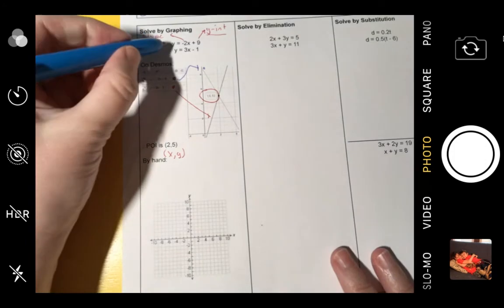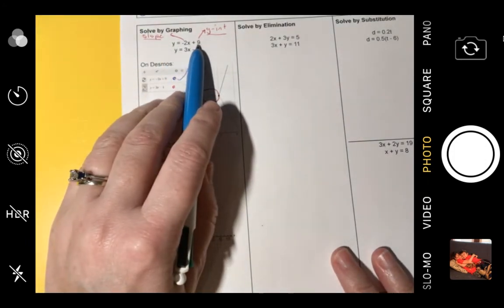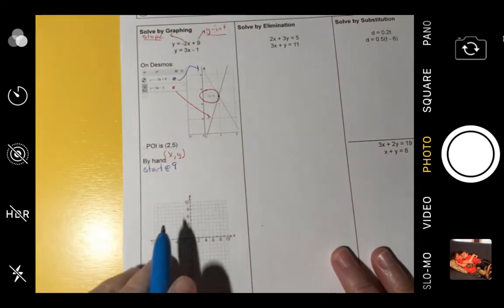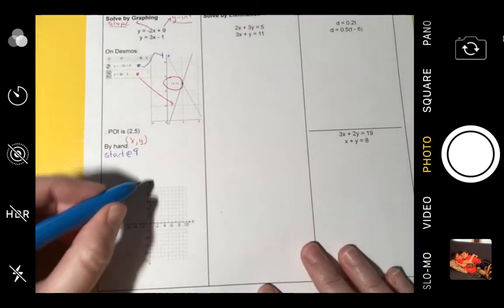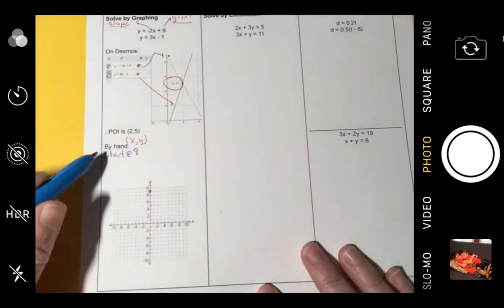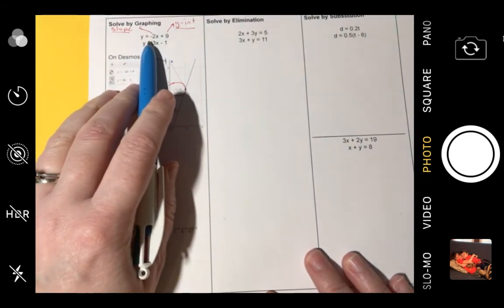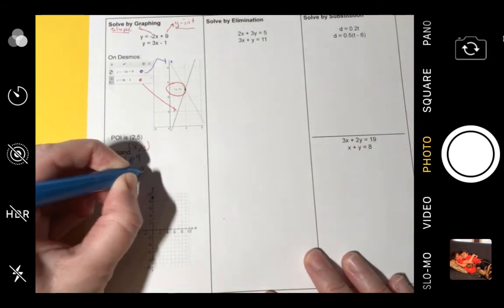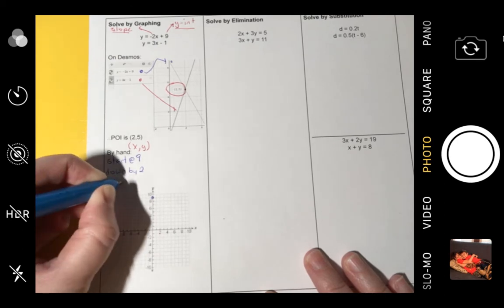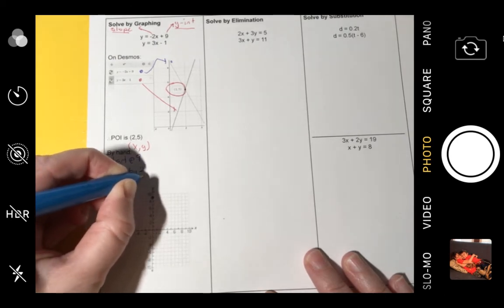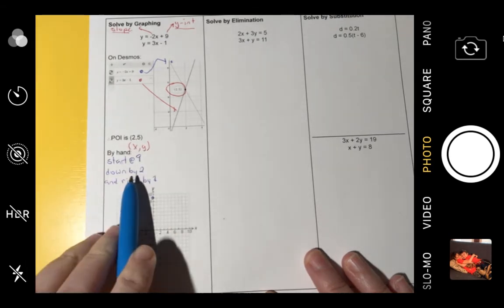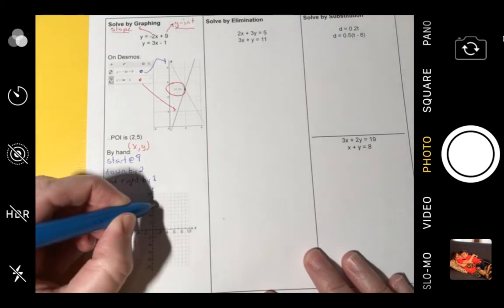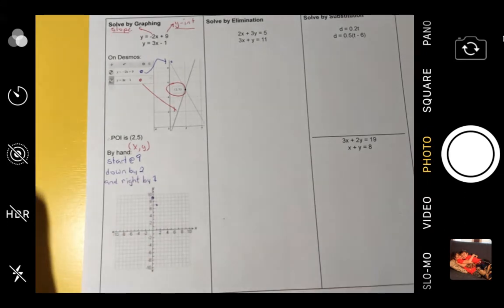Now by hand to graph it, we're going to use our equations to graph. So if we have our first equation, remember your starting point is your y-intercept. So you're going to start at 9. So that's going to be your first point. So 9 is here between 8 and 10. And then your slope, because it's negative, you're going to go down by 2 and right by 1. Always go right by 1. And that's how we're going to get our second point. So down by 2 from 9 is 7, and over by 1 is there. So that's going to be our second point.